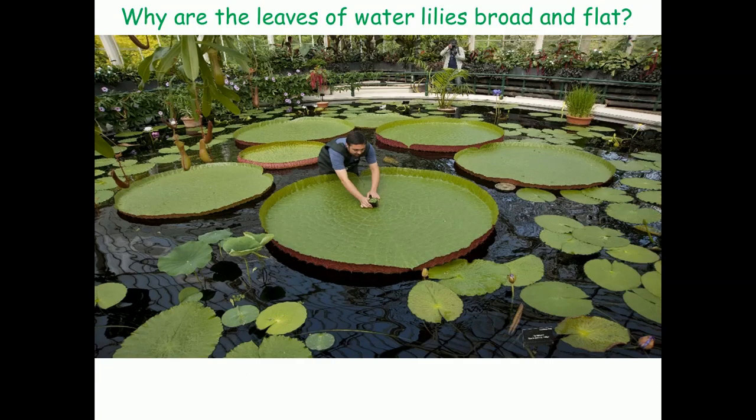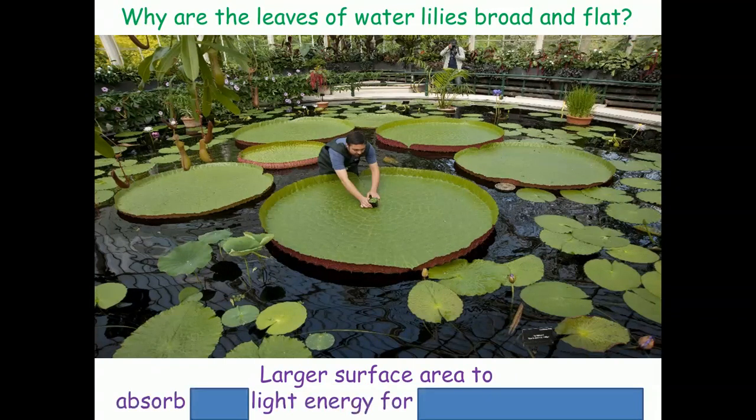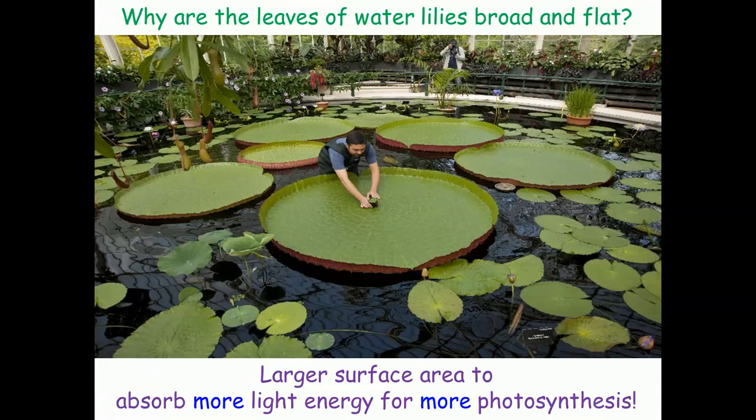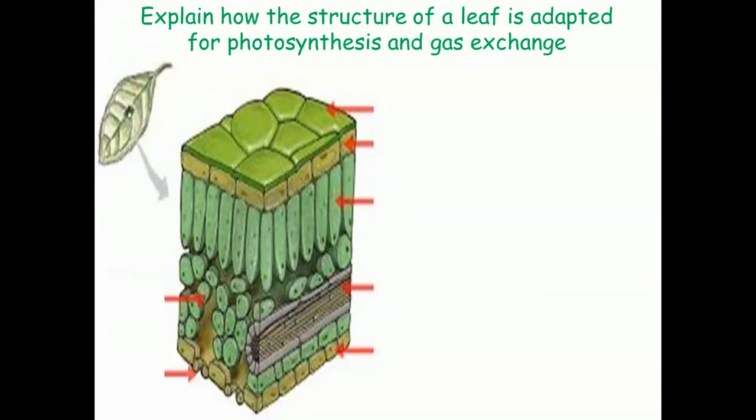Why are leaves of water lilies broad and flat? Because they're broad and flat, they have a larger surface area, and that means they could absorb more light energy so that they could do more photosynthesis. So you need to be able to explain how the structure of a leaf is adapted for photosynthesis and gas exchange. If you look at a cross section of a leaf, you'll notice that the cells are different to each other, so they have specialized functions.